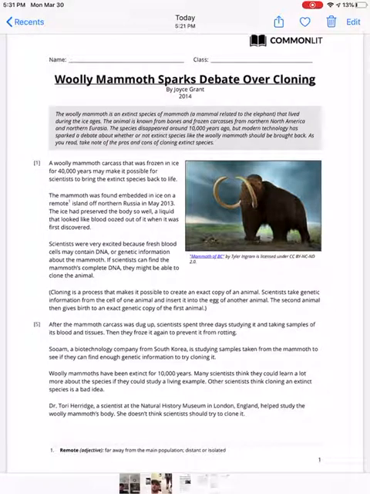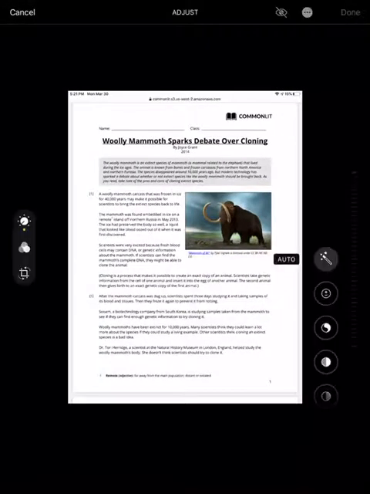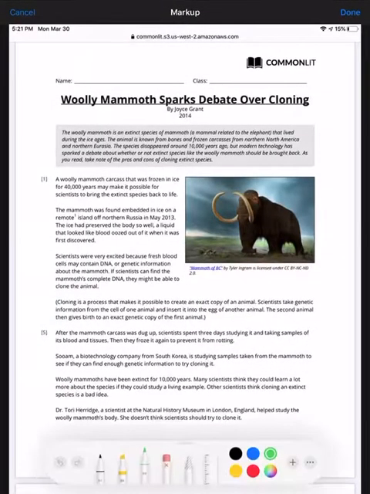All right, woolly mammoth sparks debate over cloning. The woolly mammoth is an extinct species of mammoth, a mammal related to the elephant that lived during the Ice Ages. I'm going to go ahead and get this up because I like to mark things up. I'm going to get out my highlighter just in case I want to mark anything down. The woolly mammoth is an extinct species of mammoth, a mammal related to the elephant that lived during the Ice Ages. The animal is known from bones and frozen carcasses from northern North America and northern Eurasia. The species disappeared about 10,000 years ago, but modern technology has sparked a debate about whether or not extinct species like the woolly mammoth should be brought back. As you read, take note of the pros and cons of cloning extinct species.